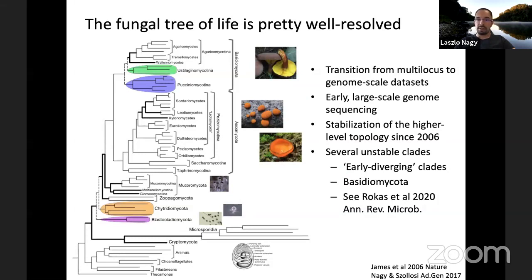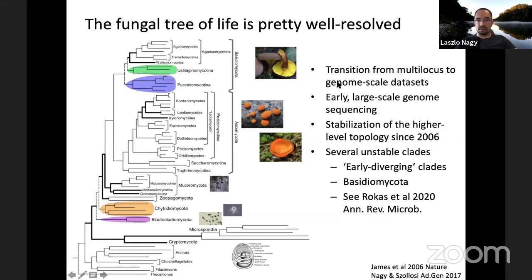owing to a large extent to phylogenomic approaches and the easy access to genome scale sequencing in fungi, because fungal genomes are pretty small, so it's relatively easy to sequence and assemble them. So fortunately, we have a large number of really high quality genome sequences in fungi. So I mentioned there are a few exceptions from this rare resolution of the fungal tree of life.